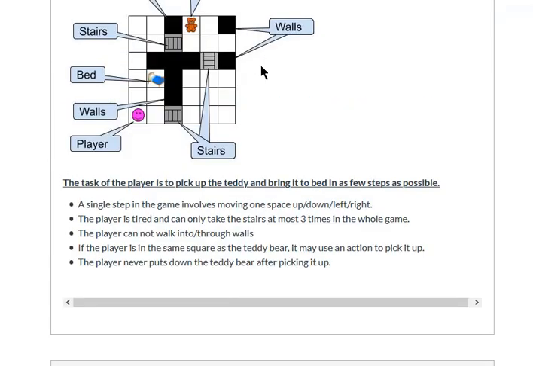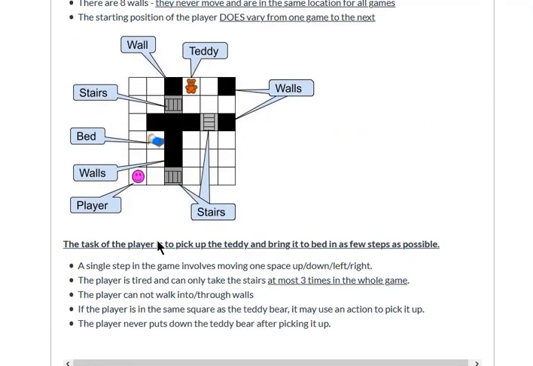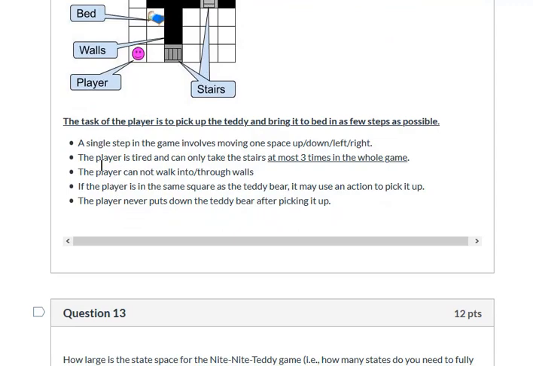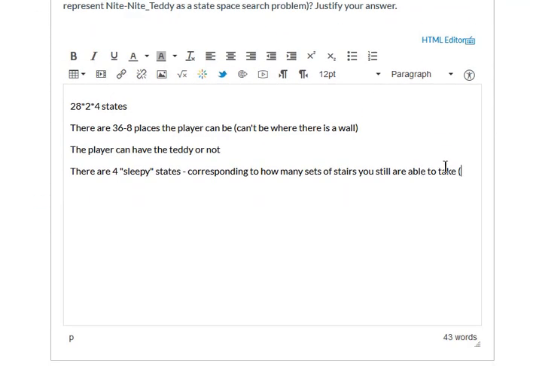Where am I here? 3 staircases, 8 walls. The problem says the player is tired and can only take the stairs at most 3 times. Okay, so yeah, there is 4, because how many times can you take the stairs? 3, 2, 1, or 0, right? After you've taken it 3 times. Okay.